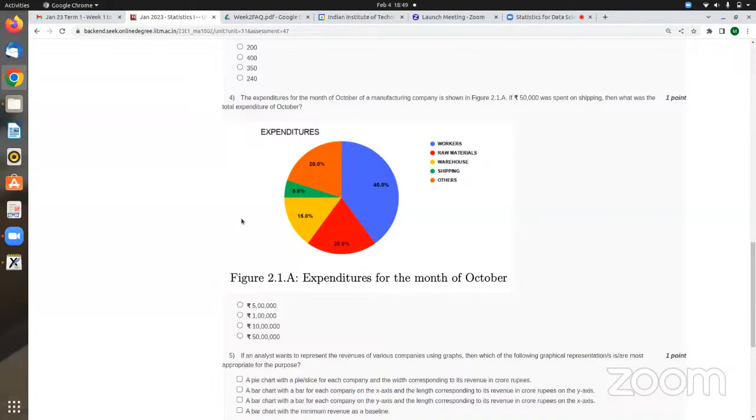Okay. So the total of this is 100%, right? Workers, raw materials, warehouse, shipping, and others will become 100%. This 50,000 was spent on shipping. So shipping is how much? It is 5% of the total expenditure, right?